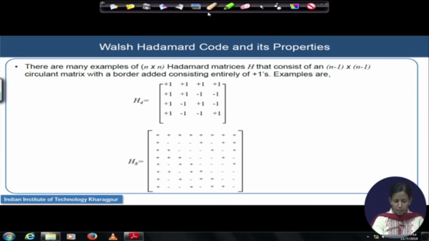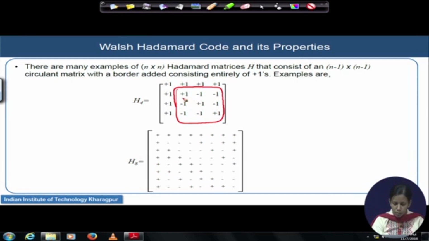In the actual matrix, if you get an n minus 1 cross n minus 1 circulant matrix, and if you add the border of plus ones, you will be able to get an n cross n Hadamard matrix, inside which there is an n minus 1 cross n minus 1 circulant matrix. Let us take an example of another H4. See this H4, this is the fundamental n minus 1 cross n minus 1 circulant matrix.